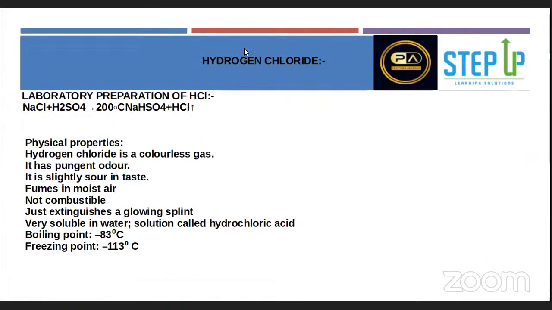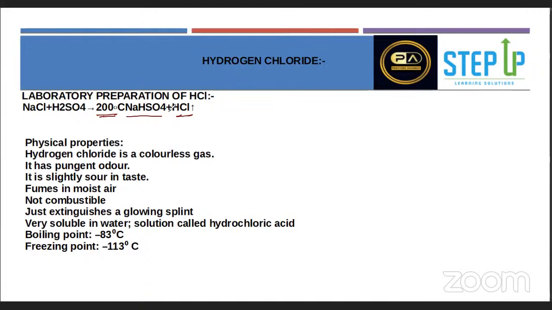Next, we're talking about hydrogen chloride. In the laboratory, it is prepared in this form. Now this is the reaction. We have NaCl being reacted with H2SO4. And with this reaction, what is happening here is that at 200 degrees Celsius, the temperature will be 200 degrees Celsius, and this will form NaHSO4, and HCl will be collected. This is hydrogen chloride. Correct.